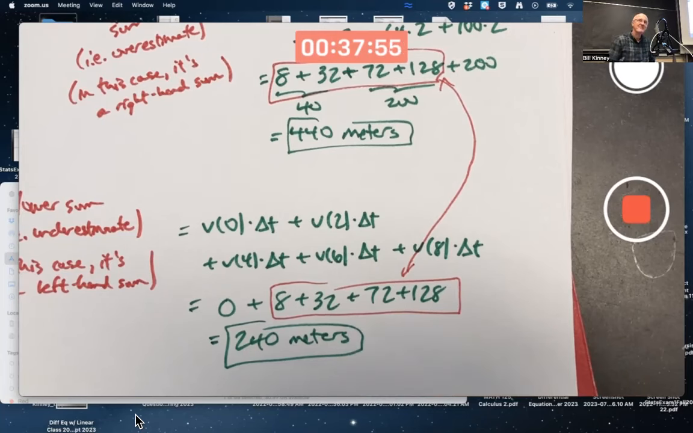What's your question? Same delta t, is that what you're asking? They do not have to be, but that's the simplest thing to do. They can be different delta t's.